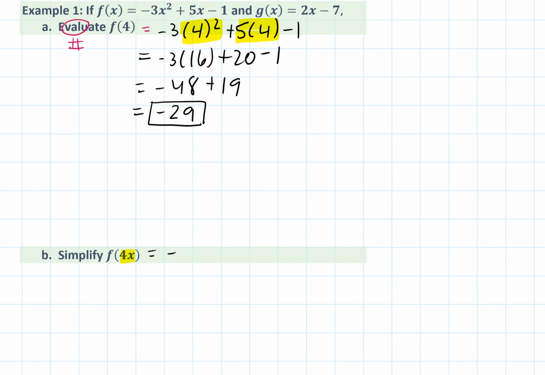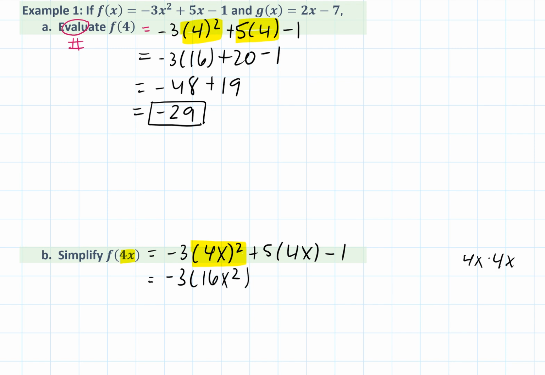So this will look like negative 3 times 4x squared plus 5 times 4x minus 1. Again, we have to do the exponents first. So we're going to square the expression 4x. That means we're essentially doing 4x times 4x, which gives us 16x squared. Not just 16, but 16x squared. Multiplying gives us negative 48x squared plus 20x minus 1, and there are no like terms to combine.